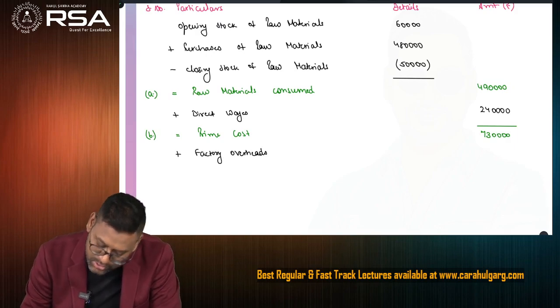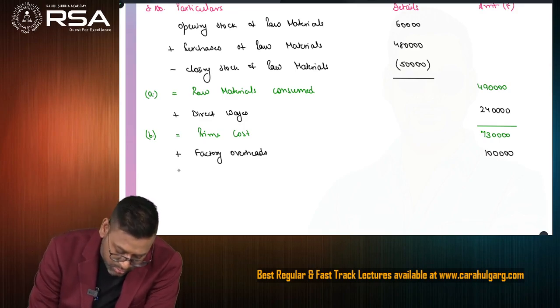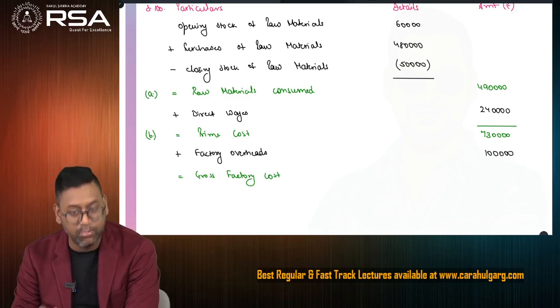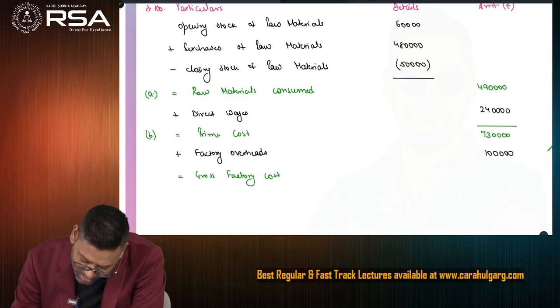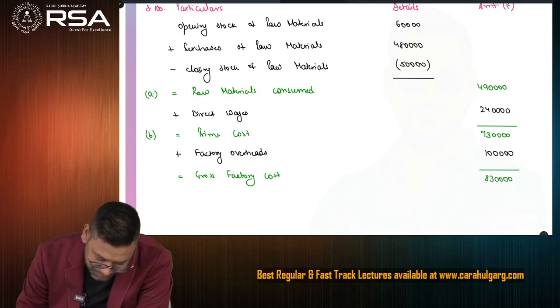Plus factory overheads, rupee 1 lakh. When you add it, you get the gross factory cost. I had told you this is the gross factory cost on the FG and WIP. If you want to write, you can write down those wordings as well. And this gives us 8,30,000 as the gross factory cost.